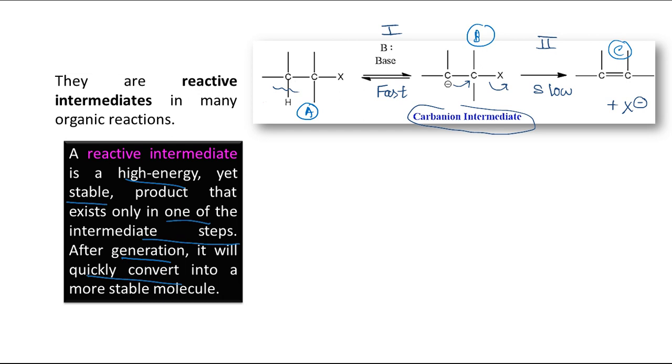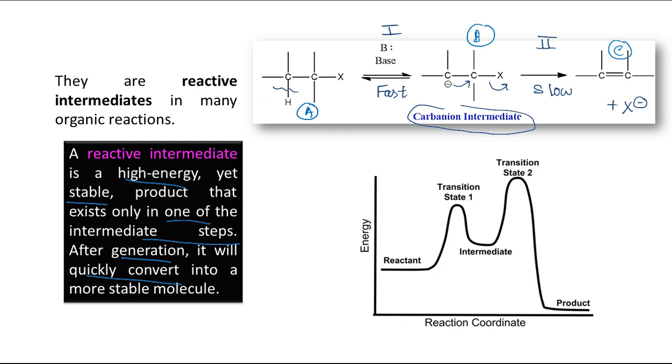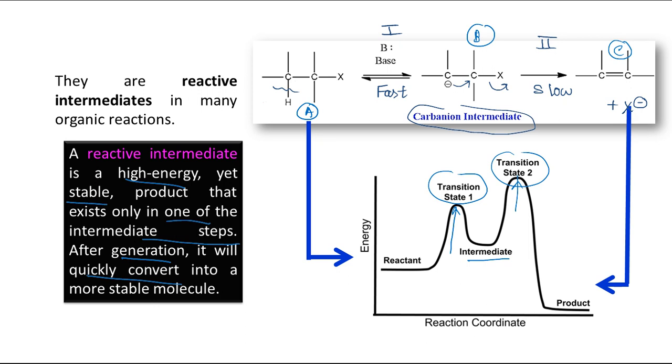Now for this reaction, if we see the energy profile diagram, the first step, as you can see here, this is the first transition state, this is the second transition state, and this is the intermediate carbanion. The first step, as it is first, its activation energy is obviously less compared to the second one, which is clear from this picture. So on this side we have the reactant, which is A, and on the right hand side we have the product, and this is the position of the intermediate.